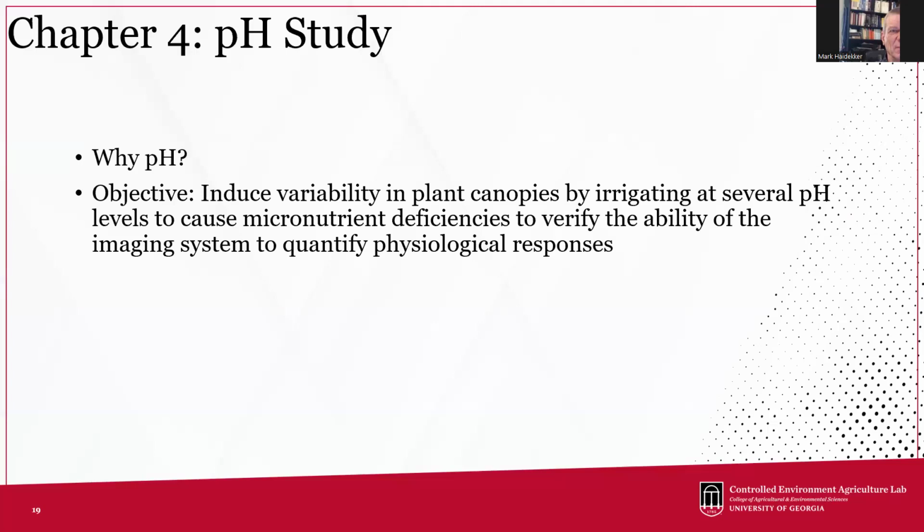In hindsight, now that I've done a lot more reading, pH in particular in petunias was not a great choice because, as it turns out, petunias don't actually care a whole lot about the pH of the soil, which might be why they're all over the face of the earth. So we were trying to induce canopy variation by using those different pH rates because it controls a lot of the micronutrient availability for a lot of plants and in a lot of situations. So trying to do that and then being able to pick out those differences using the imaging system.